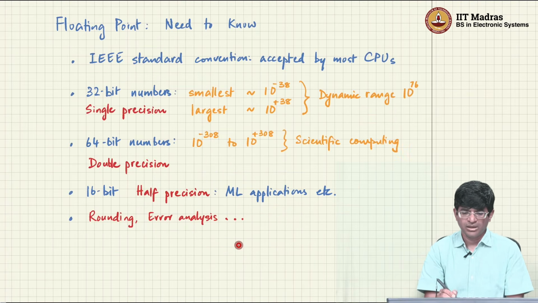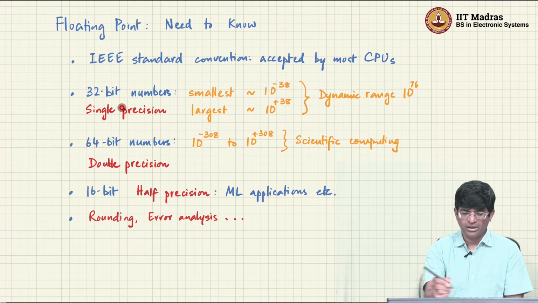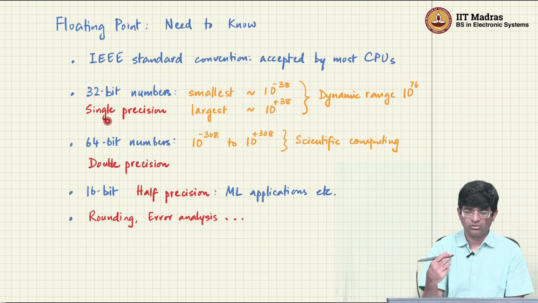Okay. So once again, if you really want to dig deeper into floating point, yes, there is a lot that you need to understand about the different ways by which they are represented, how they are implemented, and what the implications are in terms of accuracy and so on. But right now what you as a programmer need to know is that it is a standard convention which is accepted by most CPUs. You could use what is called single precision floating point representation. And what does that mean?